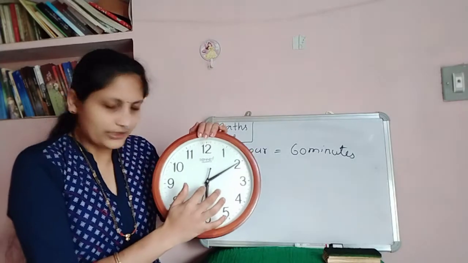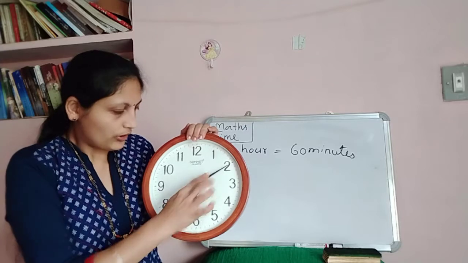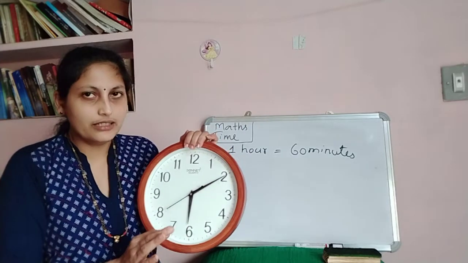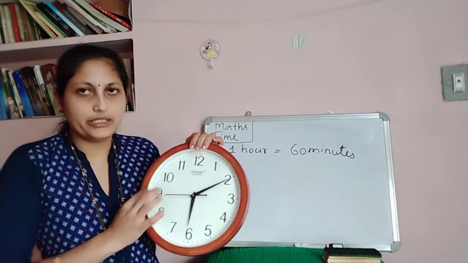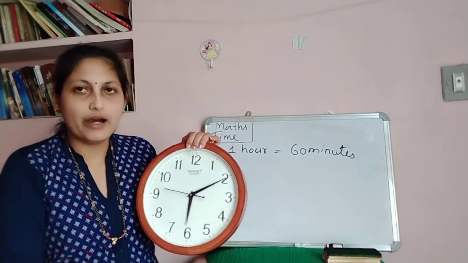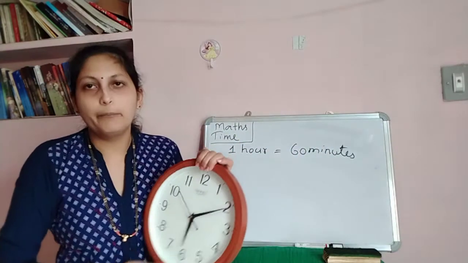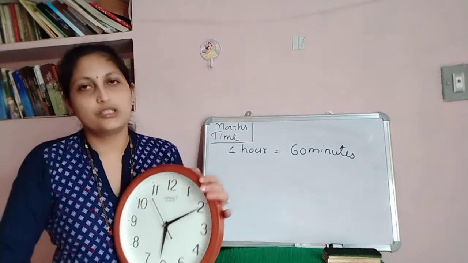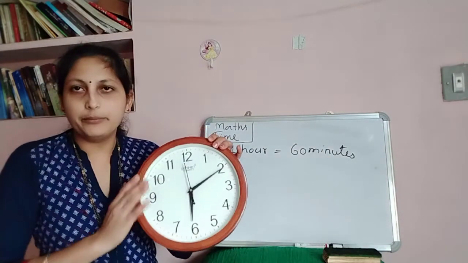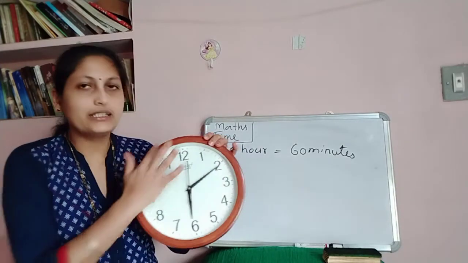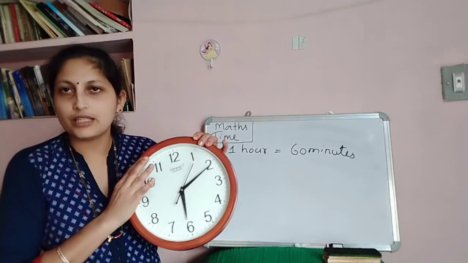So short hand represents hours, and long hand represents minutes, and when long hand completes one complete round in the clock, the short hand moves from 1 hour to the next hour. So in an hour we have 60 minutes. So 1 hour is equal to 60 minutes. So now you can see that in this clock it is 6 o'clock 10 minutes. In the same way, when it completes one complete circle, short hand moves from 6 to 7 so that it will be 7 o'clock.